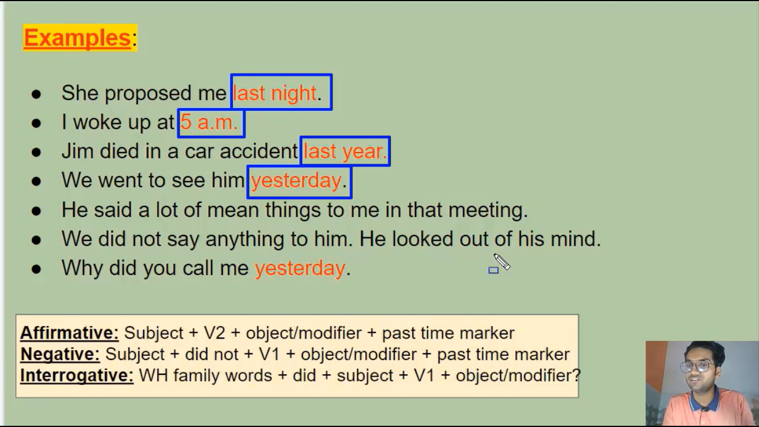He looked out of his mind. Looks, looked, second form. All right, again, we're not talking about the time of the action, because the person I'm talking to already knows the time. The person is just interested in what happened, right? The person has the event in his or her mind. The person knows the exact event. The person just wants to know the details, what happened, right? So I'm just talking about that. We did not say anything to him. He looked out of his mind. Simple.